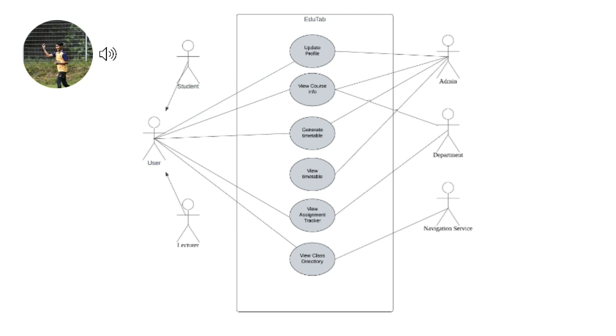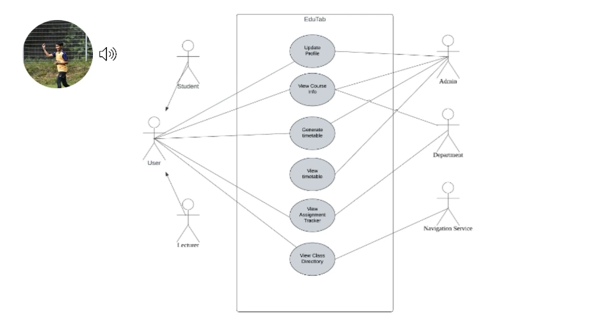And now I will continue with the use case diagram for our educational application EduTab. This diagram illustrates how different types of users interact with the system and the functionalities available to them. Let's start by identifying the actors involved in the system. The first actor is the generic user. This represents any user of the EduTab system and it has associations with multiple use cases.